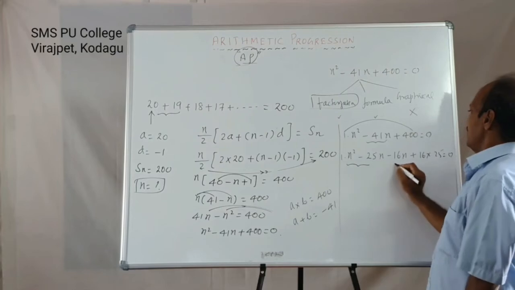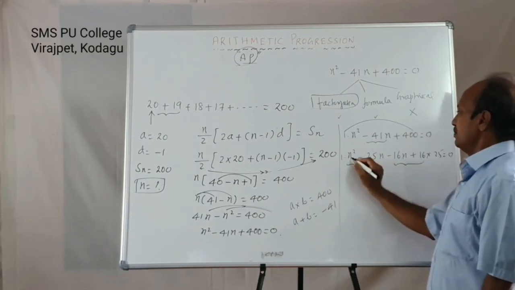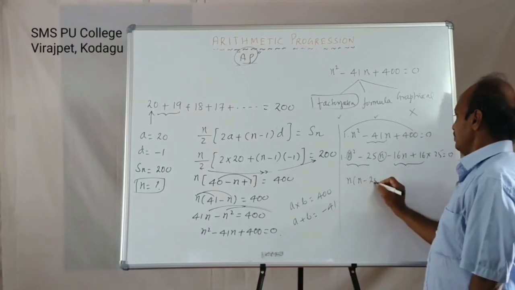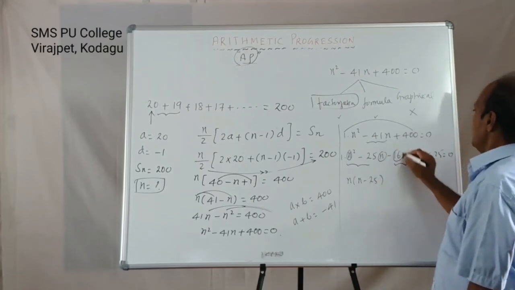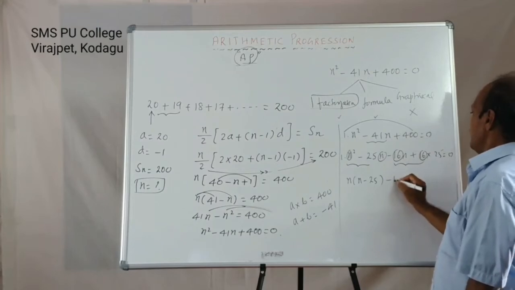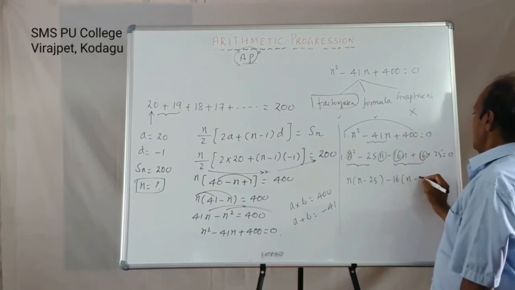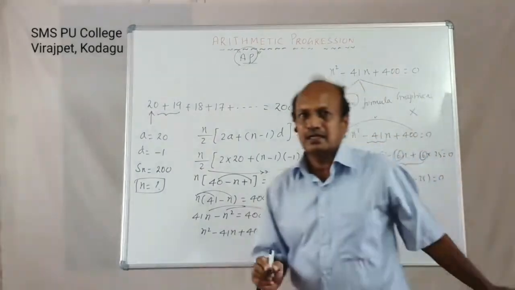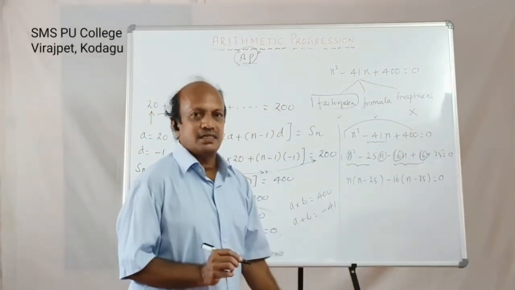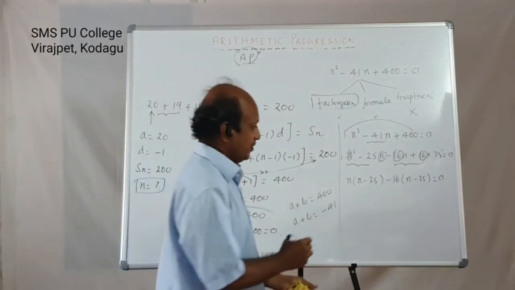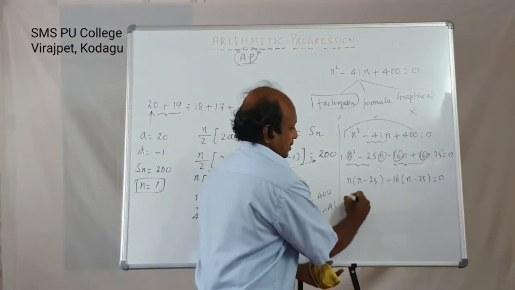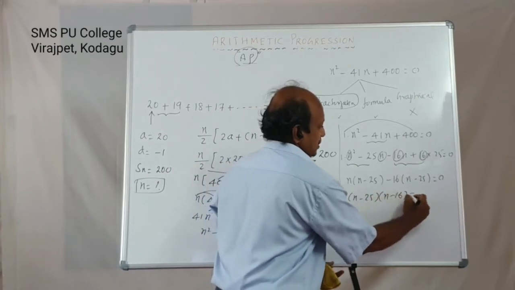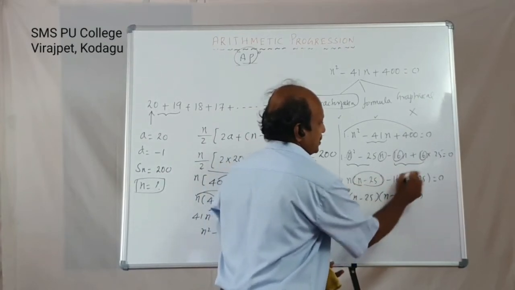Now let us remove common terms outside. What is common here? n is common. Therefore we get n into (n minus 25). What is common here again? 16 is common, minus 16 into (n minus 25) is equal to 0. Since we have done this factorization right from the A standard, it will not require much time for you. Next, what will I get? (n minus 25) into (n minus 16) is equal to 0, because n minus 25 is common.